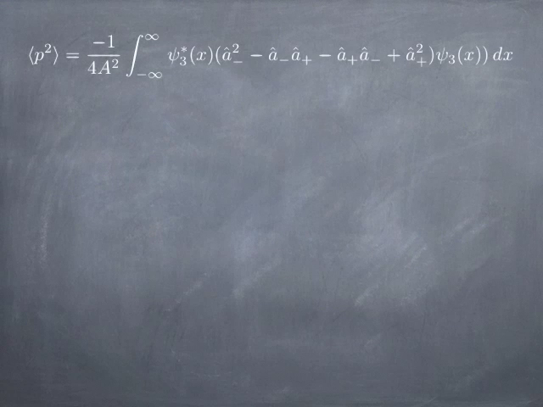But I want you to notice something. A minus squared acting on psi 3 is going to give me psi 1. Psi 3 star on psi 1 is 0. A plus squared acting on psi 3 is going to give me psi 5.